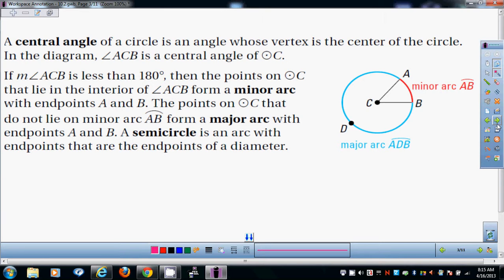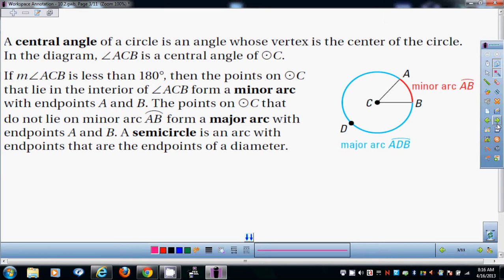There are three different kinds of arcs. There's minor arcs, major arcs, and semicircles. And I bet, without even telling you what those are, someone could guess. Of course, it's on the board. Moving on. Minor arc. It's on the board.